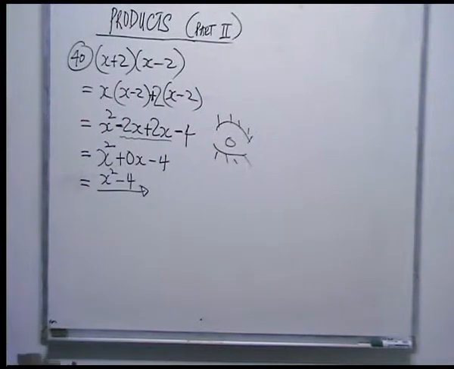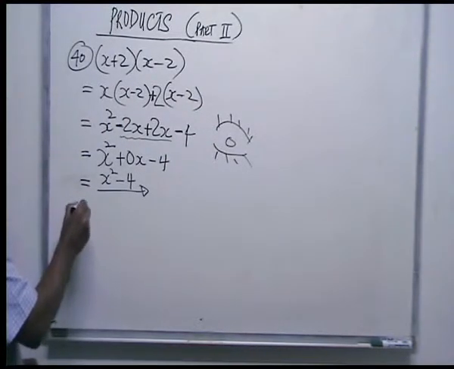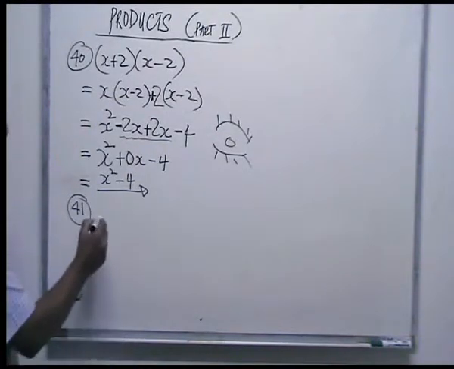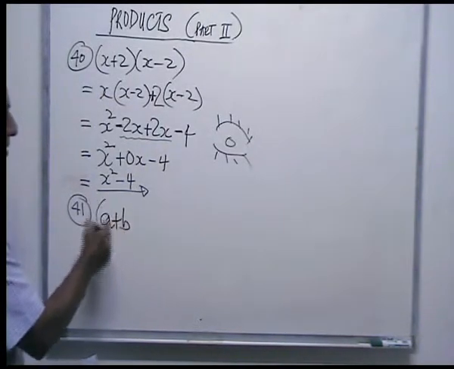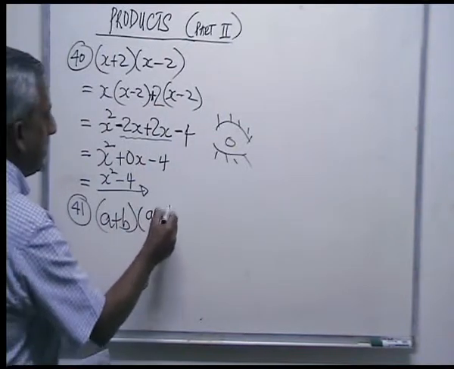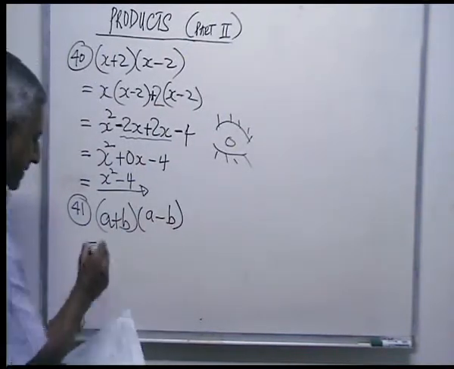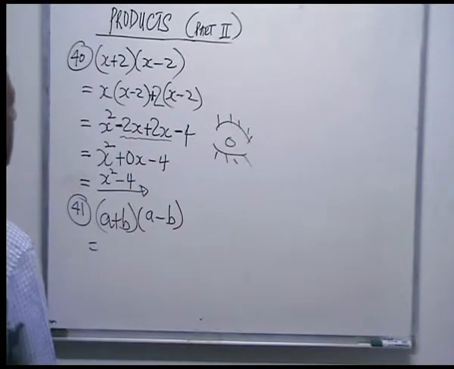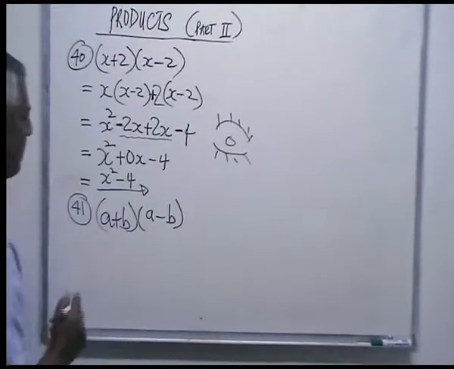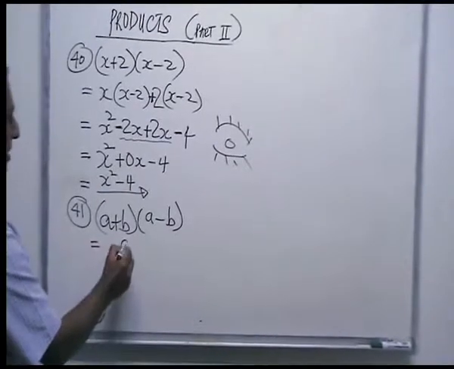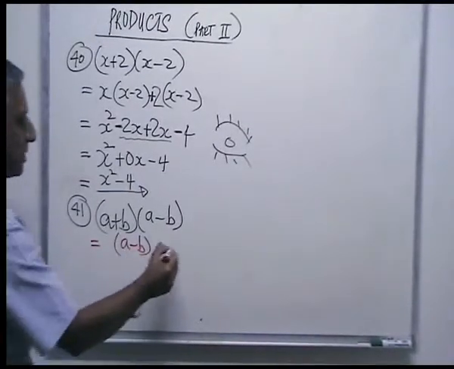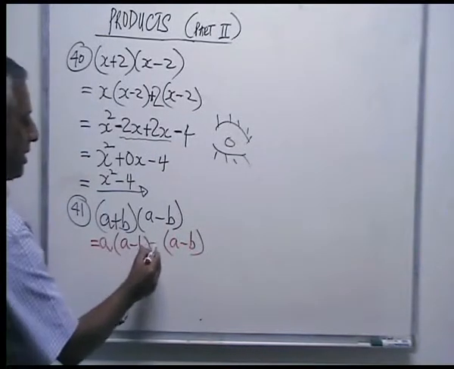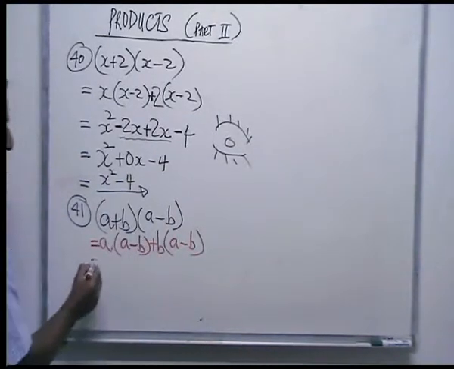Right. And there's number 41. Okay, number 41: (A plus B) into (A minus B). Right, let's bring the red pen back and let's put some color. Life should be colorful and interesting. So write down the second bracket 2 times. In the front here we have A, and here we have plus B.